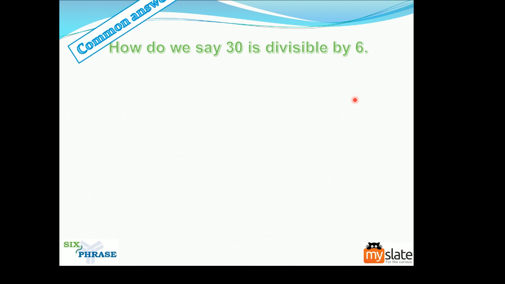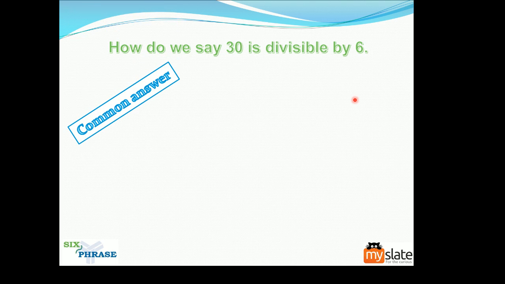Now, the common answer that I always get is this. Yes, this is the common answer. This may look funny for some people, but this is the answer that I get 95% of the time. How do we say 30 is divisible by 6? The answer that I get is because 6 can divide 30. Yes, this is very simple, right? The common answer is because 6 can divide 30.